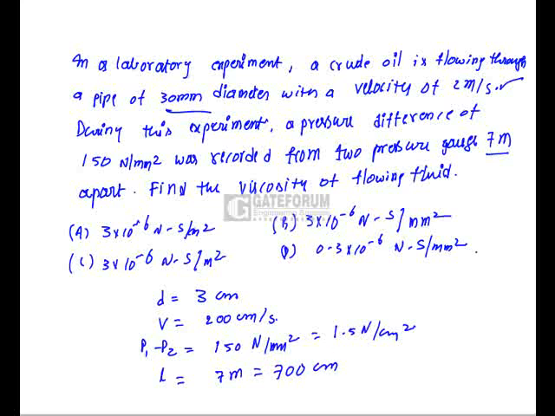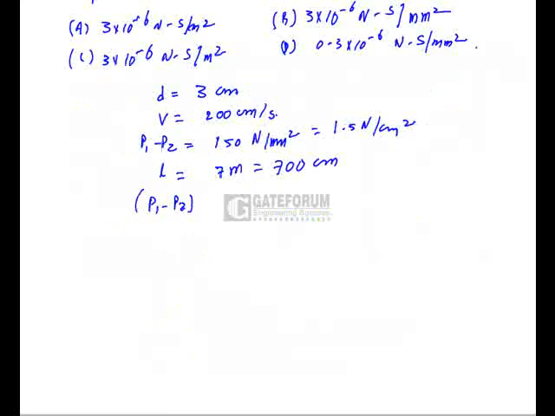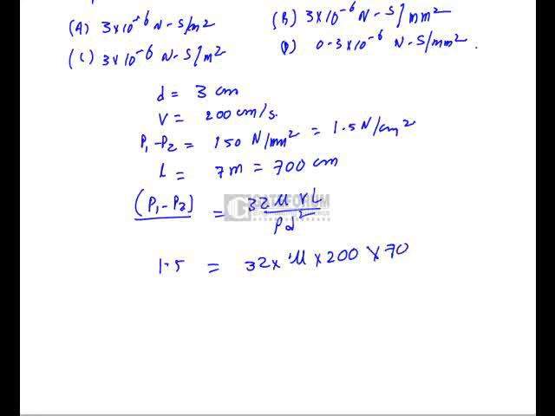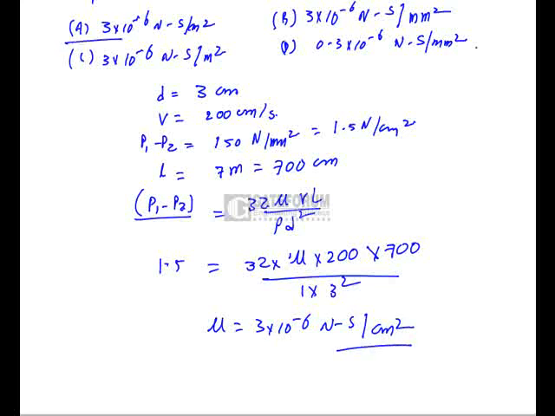So we know the relationship between pressure difference and the coefficient of viscosity of flowing fluid. P1 minus P2 is equal to 32 mu V L divided by rho D square. P1 minus P2 is 1.5, 32 mu, which we have to calculate, V is 200, L is 700, divided by 1 into 3 square. Mu is equal to 3 into 10 to the power minus 6 Newton second per centimeter square. That is option A is correct.